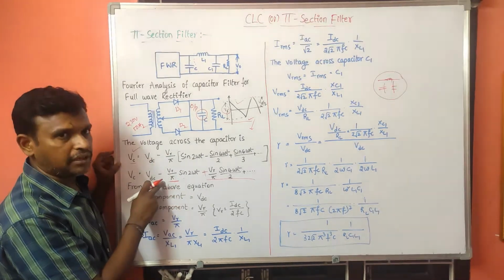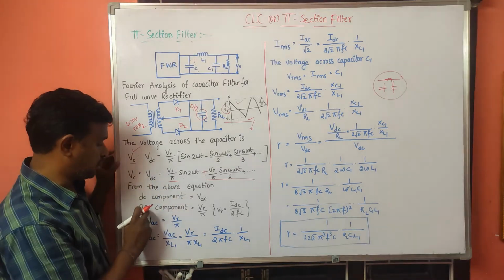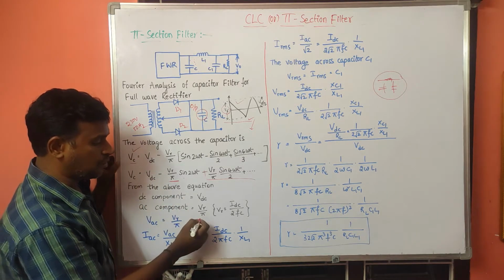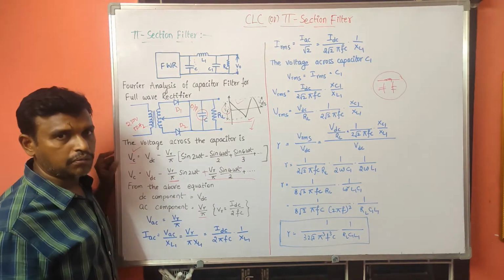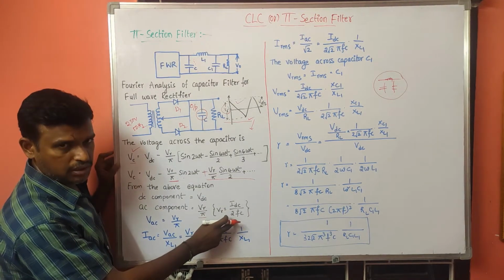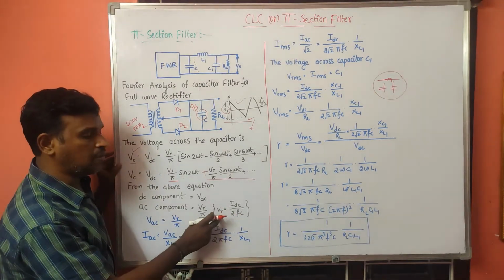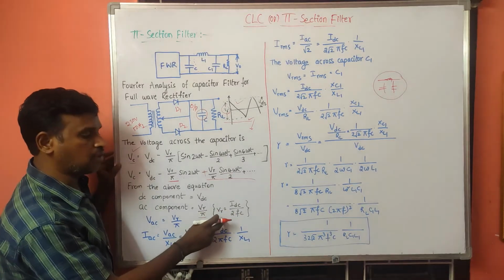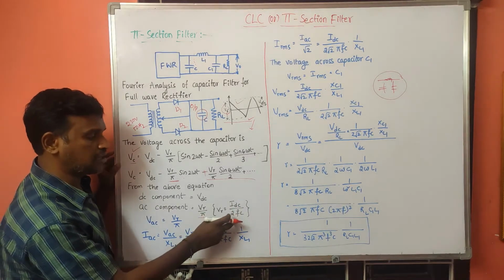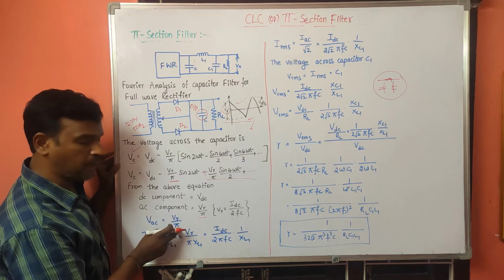I already explained in the previous discussion the calculation of V gamma. So that is nothing but AC component is equal to V gamma by pi. Here V gamma is equal to IDC by 2FC. In the previous discussion I have derived this, and V gamma, that is VR, the ripple voltage, is equal to IDC by 2FC. So that is VAC is equal to VR by pi.